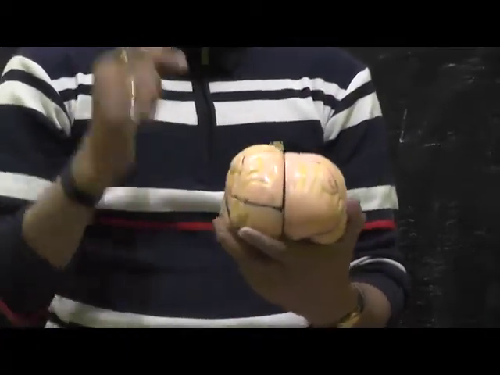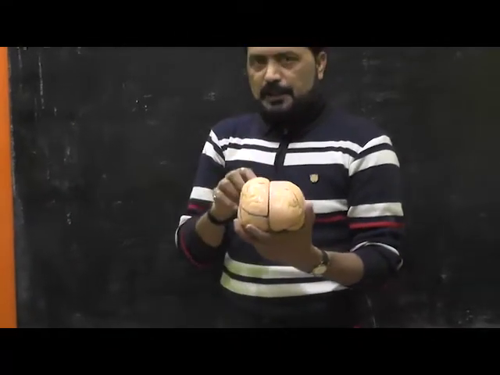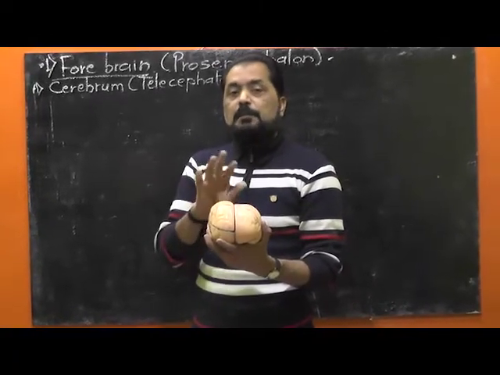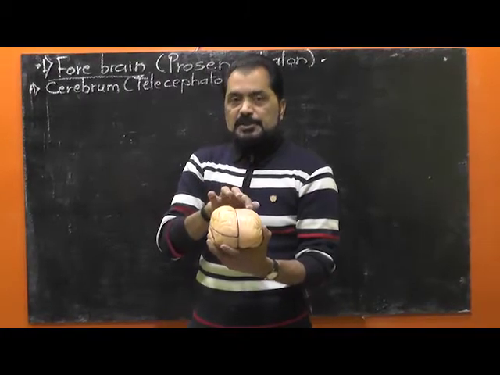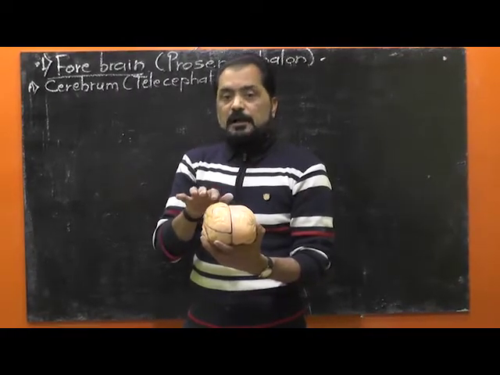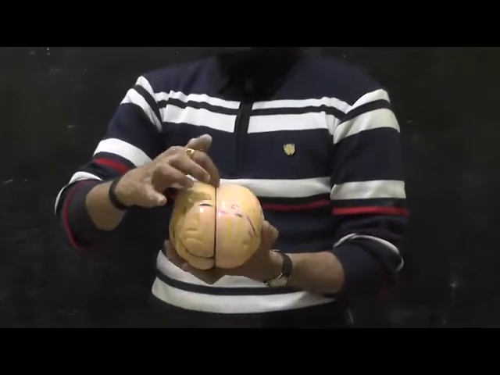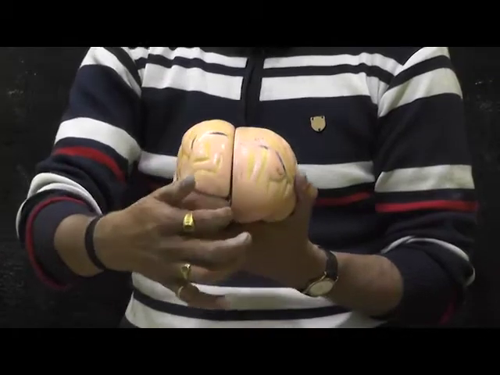Now I said that the cerebrum is the largest part of the brain, known as the greater brain, and it is partially divided into two identical halves by means of a median or longitudinal groove known as the sagittal fissure.